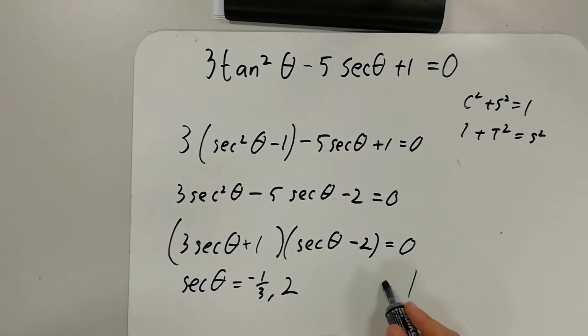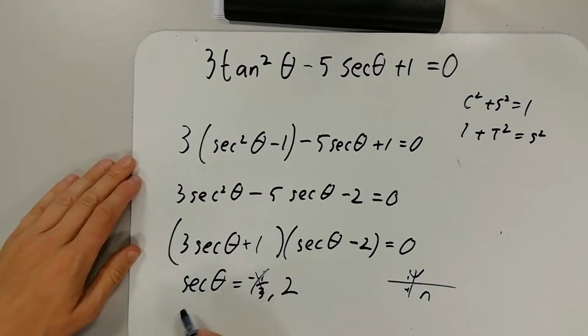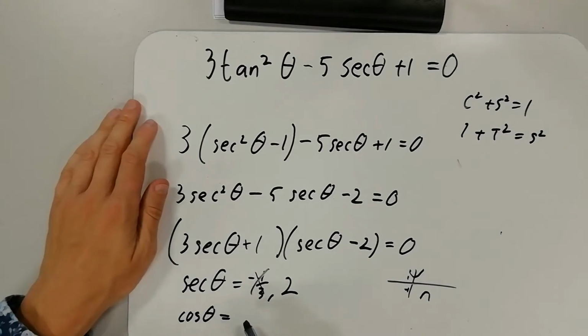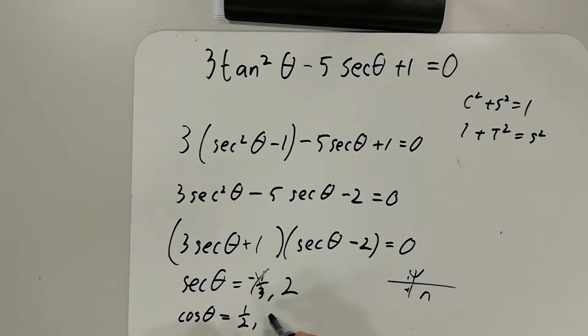Thinking of the graph that we saw of sec theta before, we know that it goes from 1 upwards and minus 1 downwards. I can ignore that. Sec is the reciprocal of cos theta. So cos theta will equal a half. At this stage you may have also said cos theta equals minus 3, the reciprocal of minus 1/3, and you may have rejected that, the solutions there at that stage.